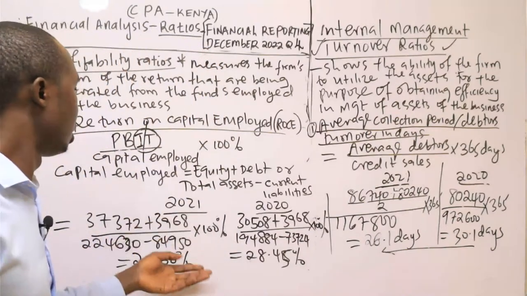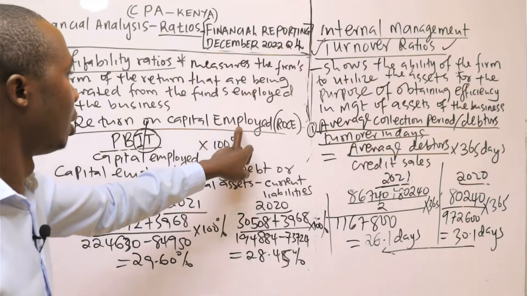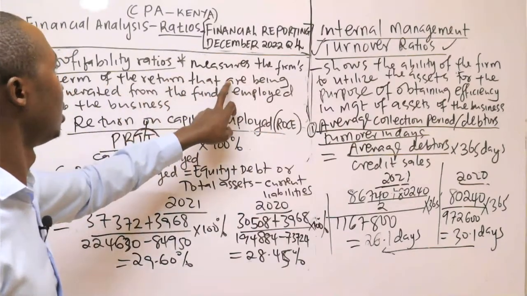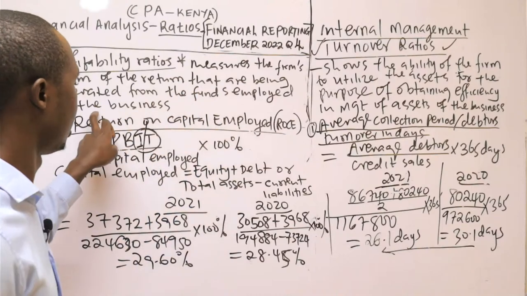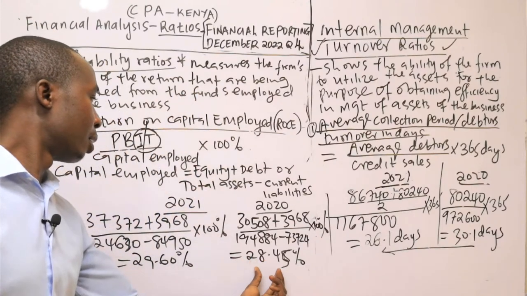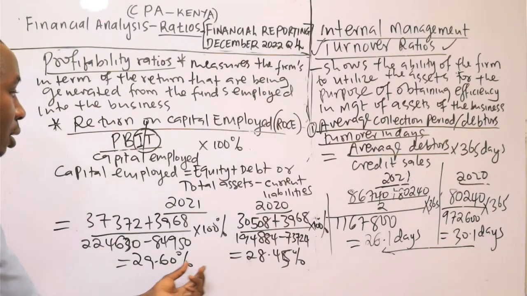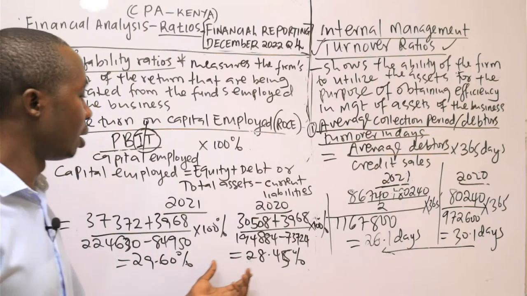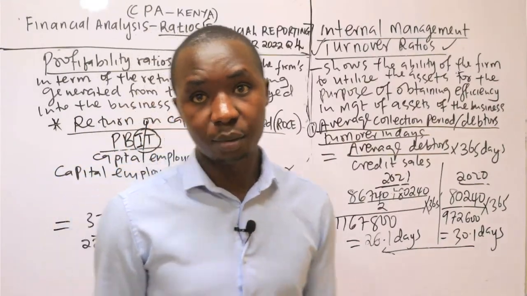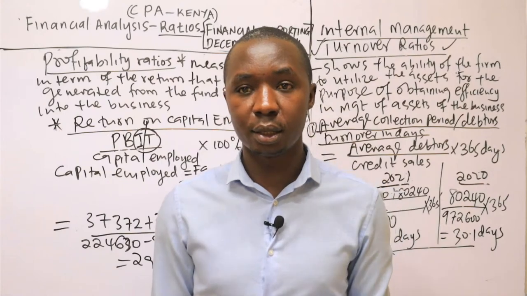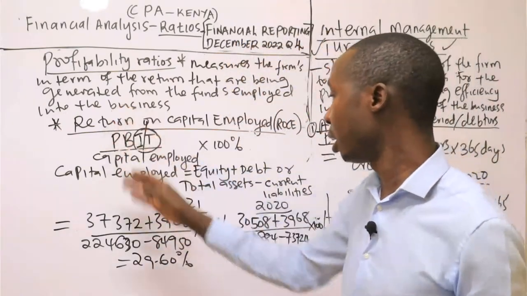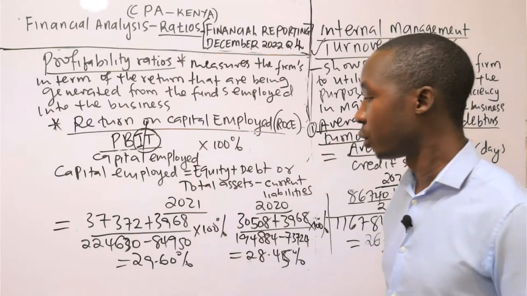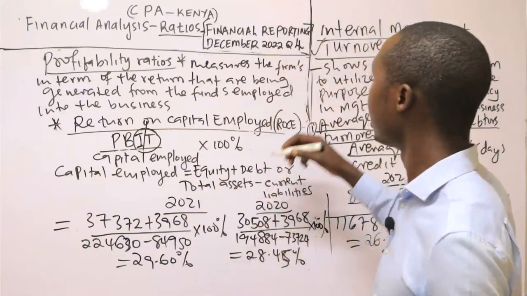Then what about this? Remember that the return on capital employed measures the firm in terms of the return generated from the funds employed. Did it increase? The return the company was getting increased from 28.45 in 2020 to 29.60 in 2021. So there was an increase in the returns they are getting in terms of the funds employed in the business, the capital employed in the business.